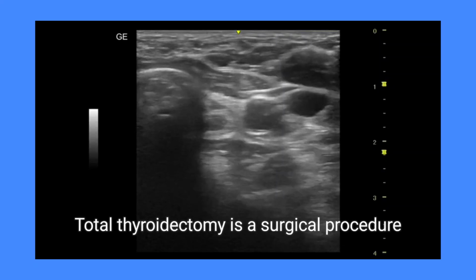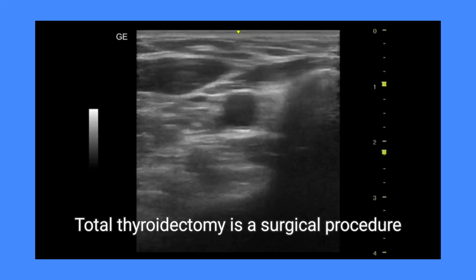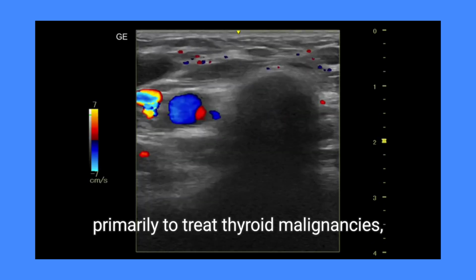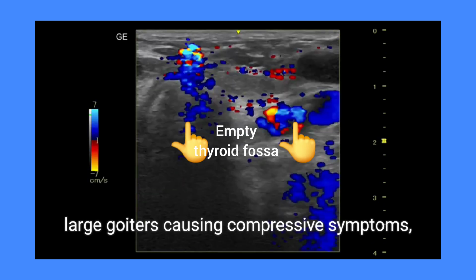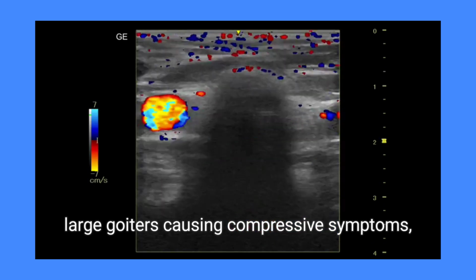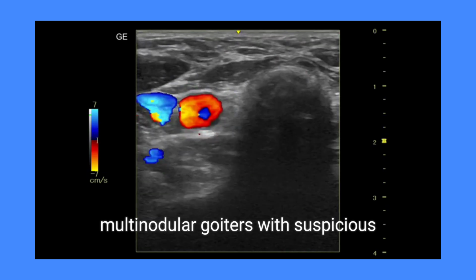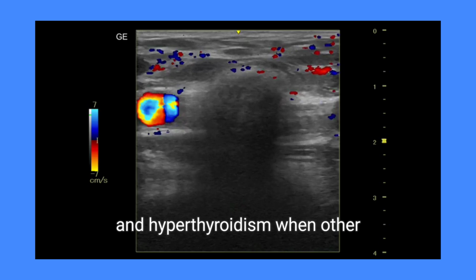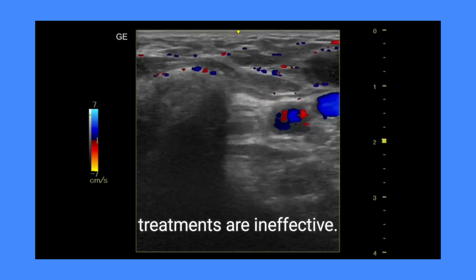Total thyroidectomy is a surgical procedure where the entire thyroid gland is removed, primarily to treat thyroid malignancies, large goiters causing compressive symptoms, multinodular goiters with suspicious or symptomatic nodules, and hyperthyroidism when other treatments are ineffective.